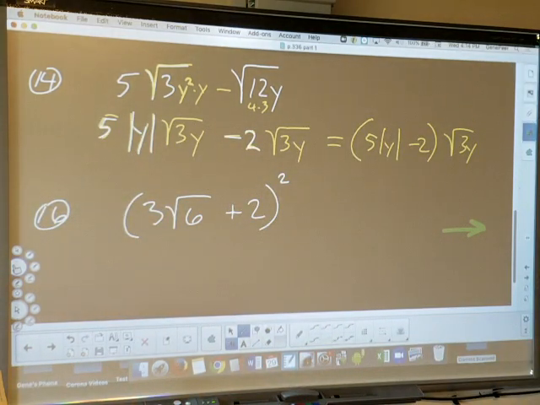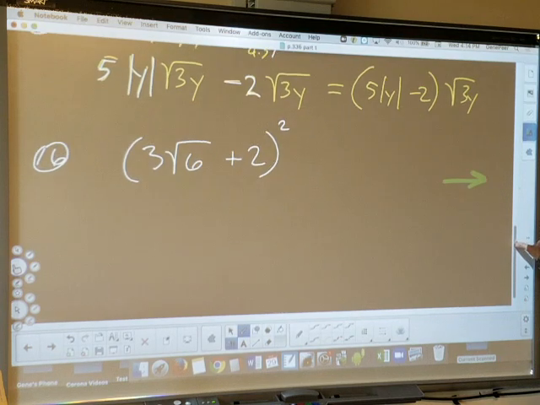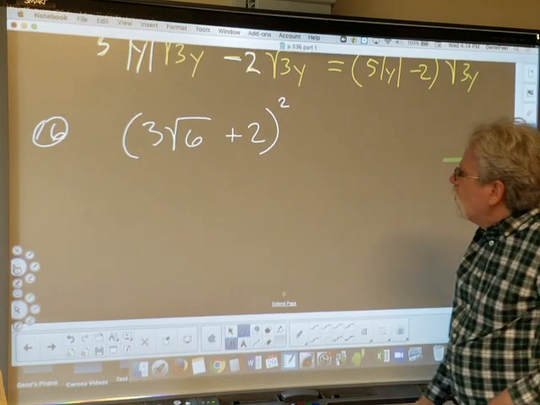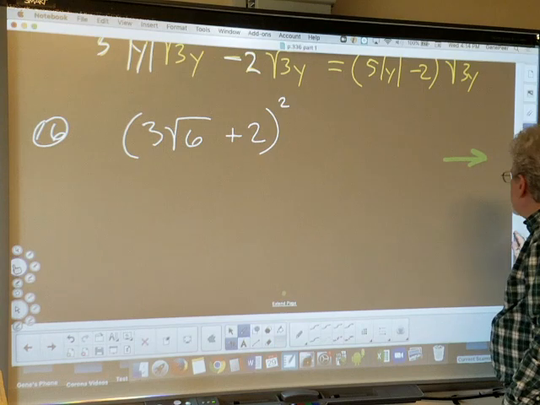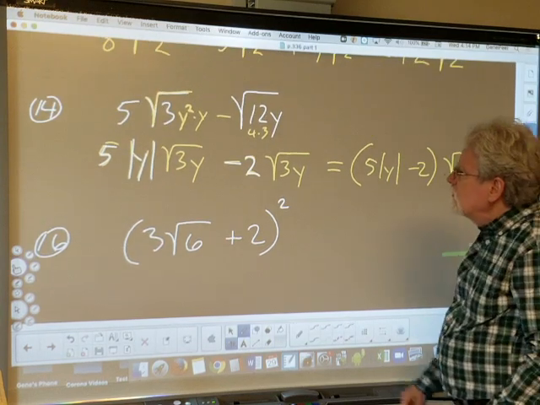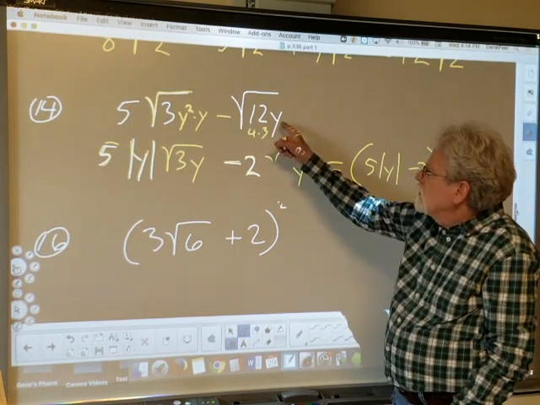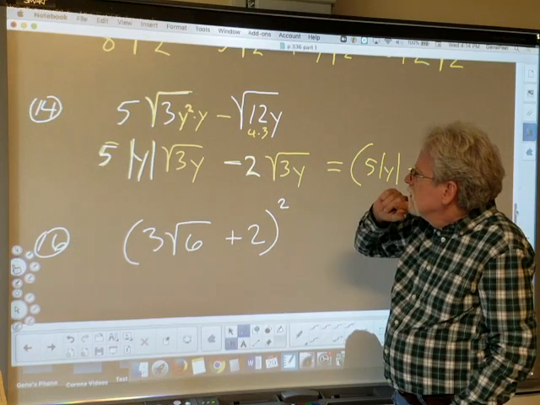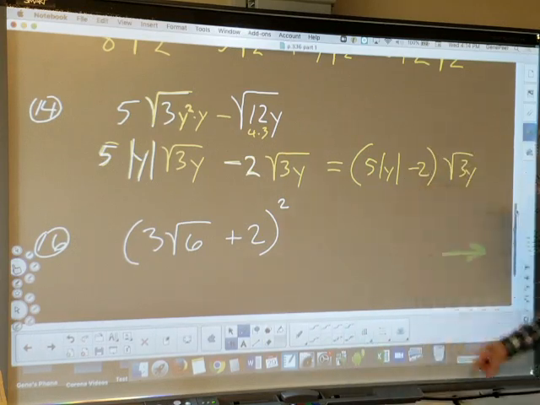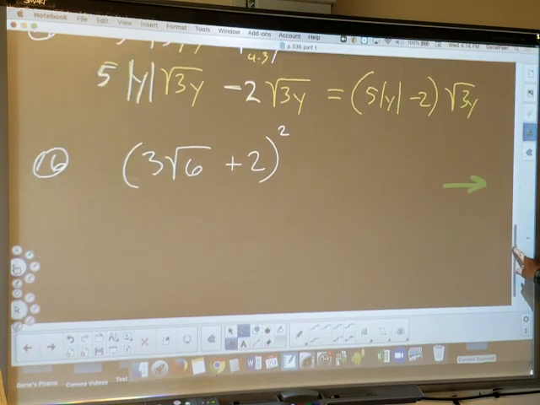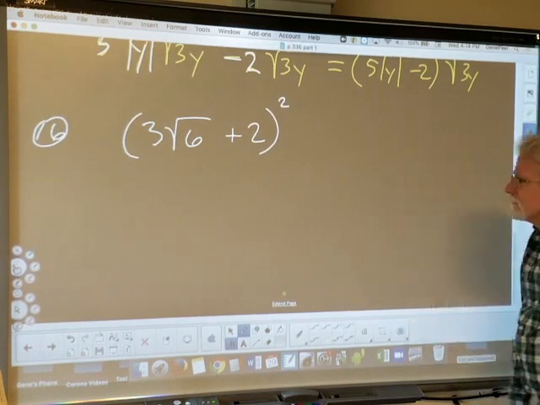All right, number 16. Oh, and by the way, the deep thinkers among you may be saying, Mr. Pierre, back in the original problem, y would not be allowed to be negative. So why do we need absolute value? Yeah, you're right. We really don't this time. Number 16.